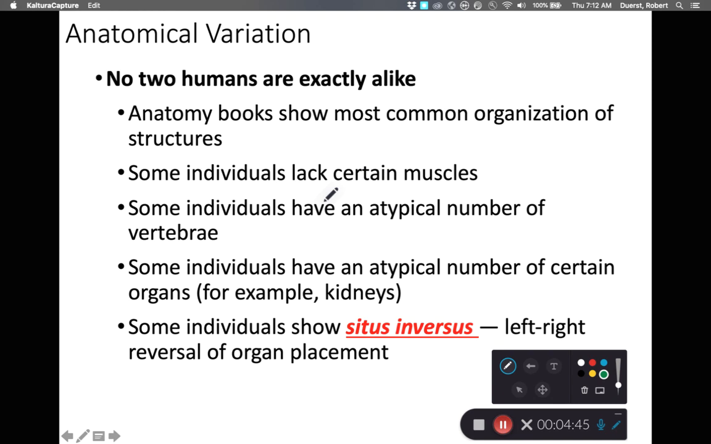So as we look at individual humans, some individuals are going to lack certain muscles. For instance, some people can wiggle their ears, some people cannot wiggle their ears. Sometimes people have extra vertebrae or are missing individual vertebrae, or they have extra organs, or they're maybe missing organs, or maybe the organs are fused together. I'm going to skip ahead a slide here.